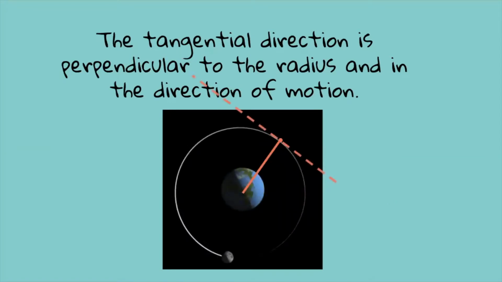So that's about as close as I got it, guys. Perpendicular to the radius. So I got that. Check. And in the direction of motion, this moon is traveling up and to the left at that point. So my tangential velocity's direction is up and to the left. It meets both criteria. It's perpendicular to the radius and in the correct direction.